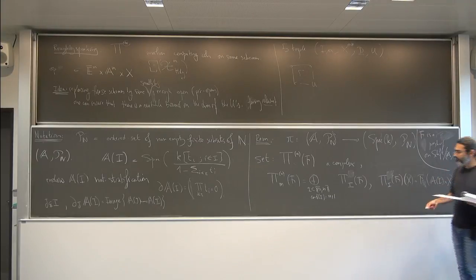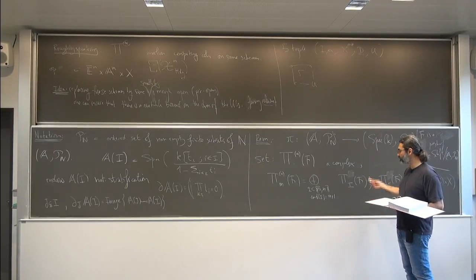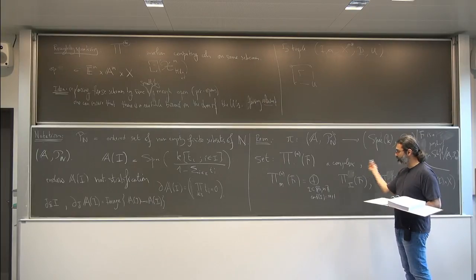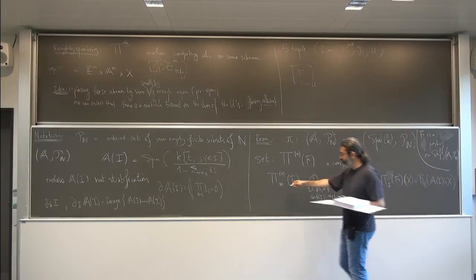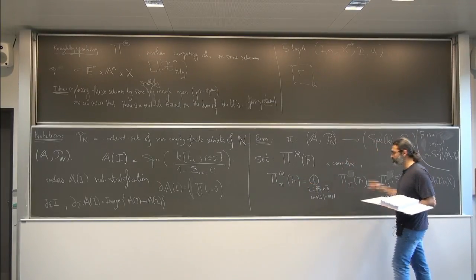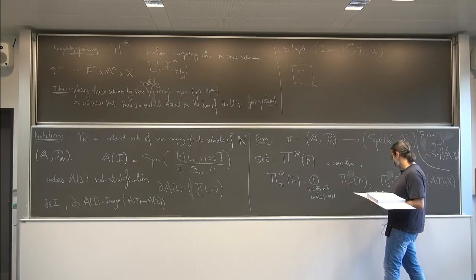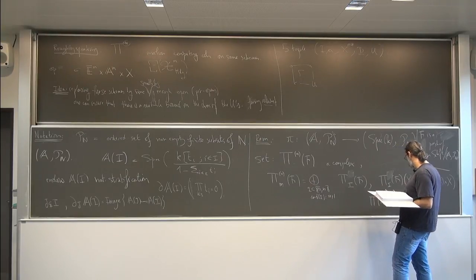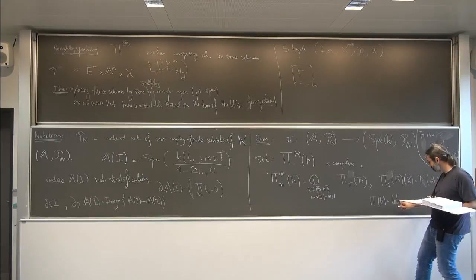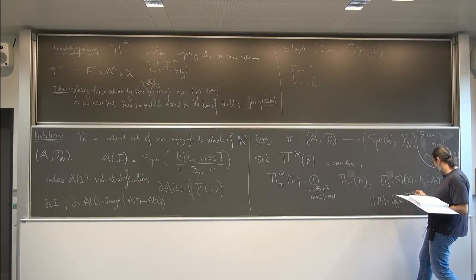Okay, so there is a complex. We have seen this construction before. There are natural maps between these guys, and they form a complex, and then one passes to the limit. So pi F is the colimit over n of pi_n F.